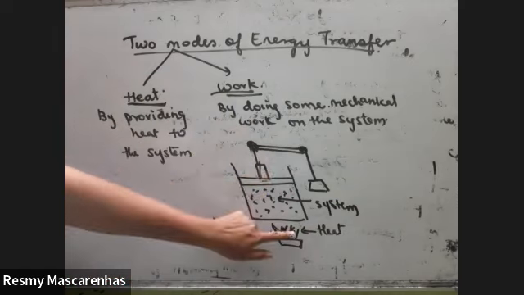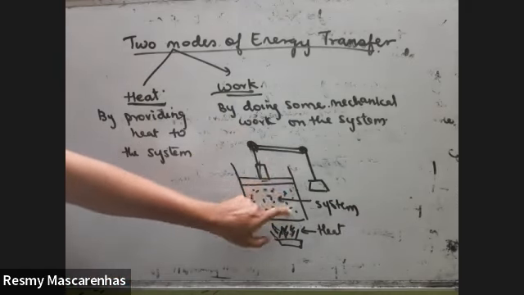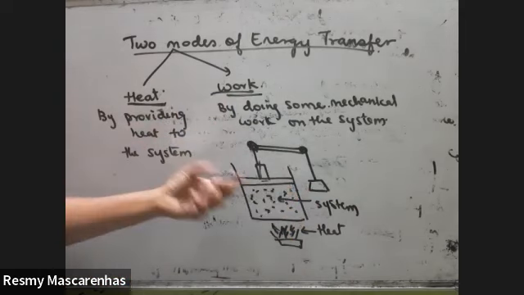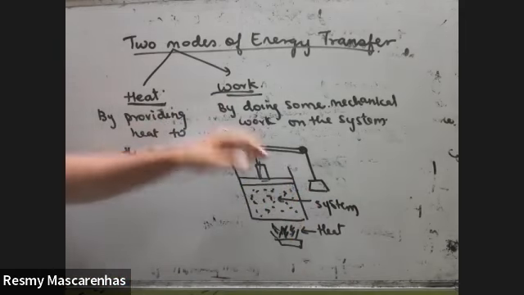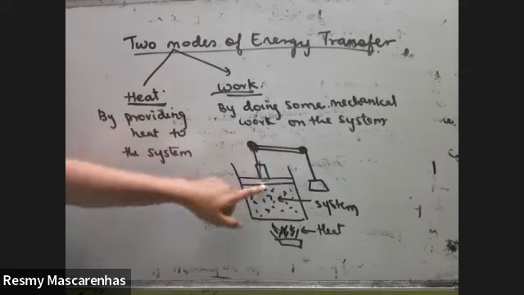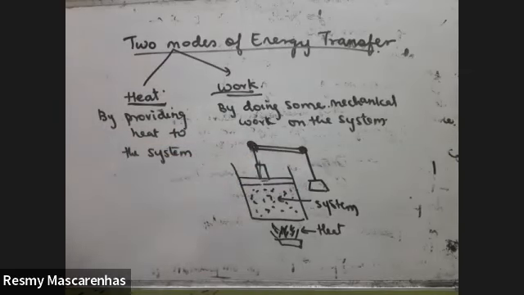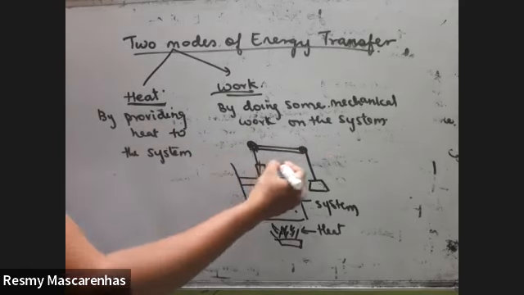So one way is just heat it up. So heat energy will go here. So it will gain the heat. So that means it has gained the energy. The other way is by putting some mechanical force on it. So this is a movable piston.